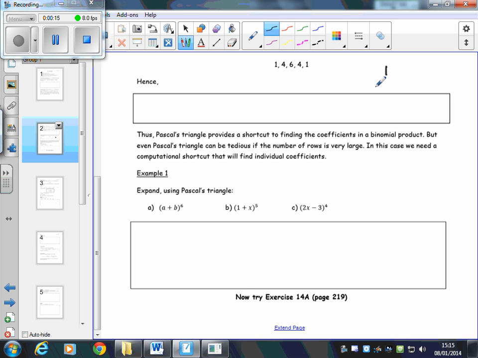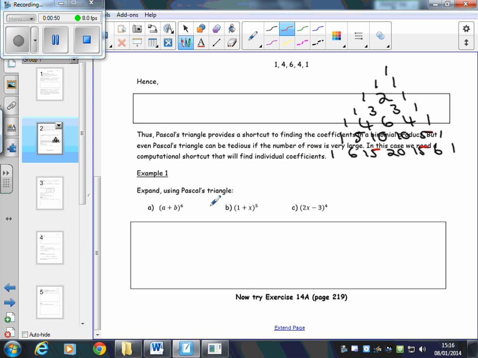So it goes 1; 1, 1; 1, 2, 1; 1, 3, 3, 1; 1, 4, 6, 4, 1; 1, 5, 10, 10, 5, 1; 1, 6, 15, 20, 15, 6, 1. So it's easy to figure out really, because the number below is the sum of the two numbers above. So 1 plus 2 gives you 3, 4 plus 6 gives you 10, and so on.